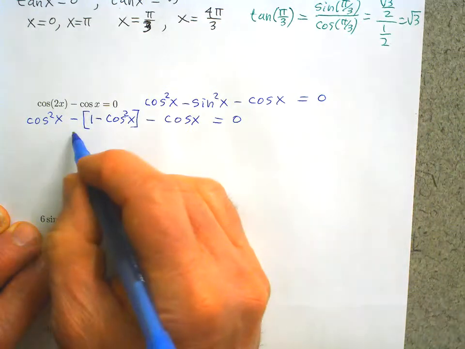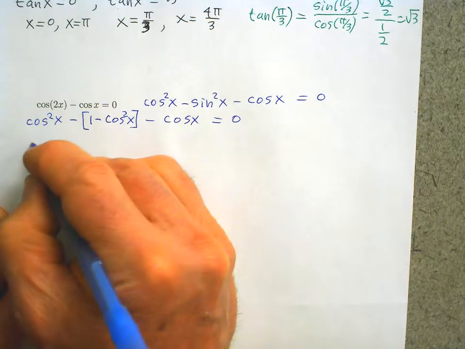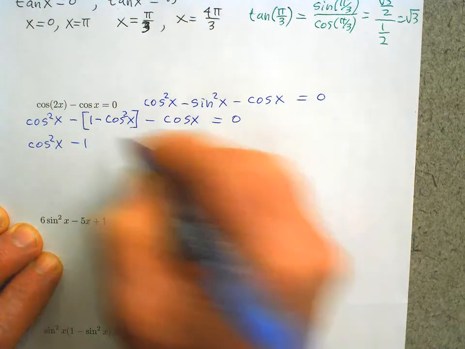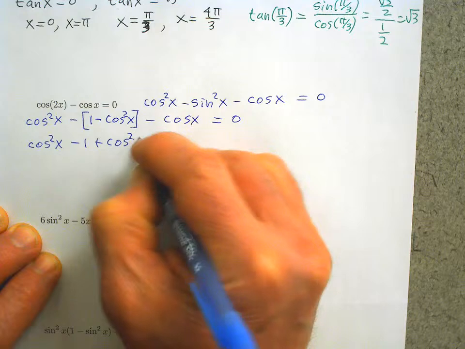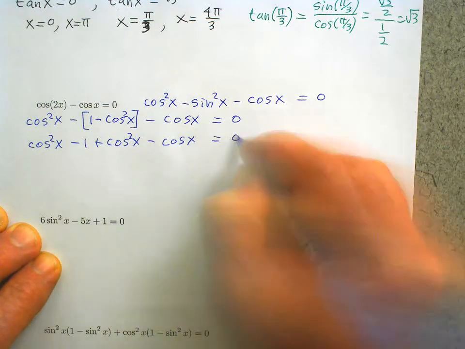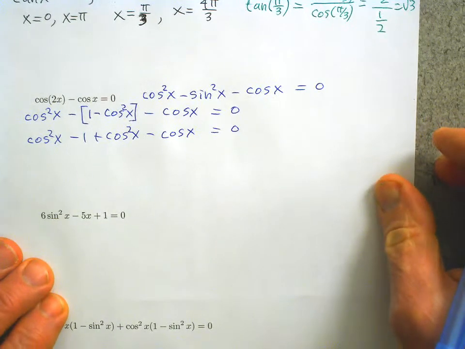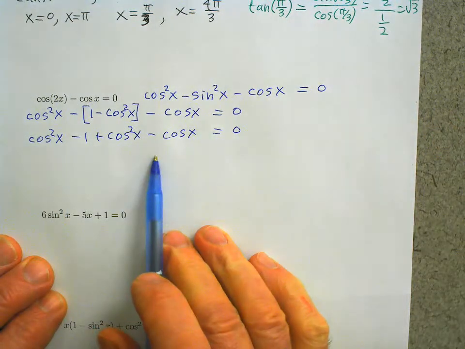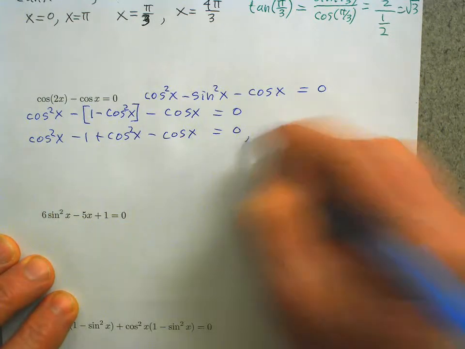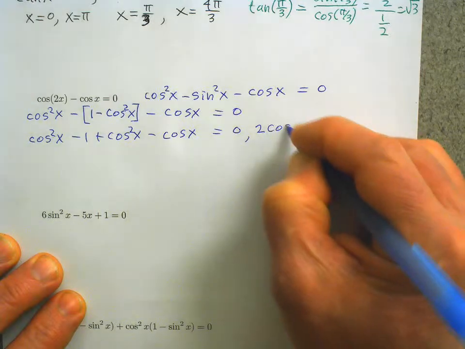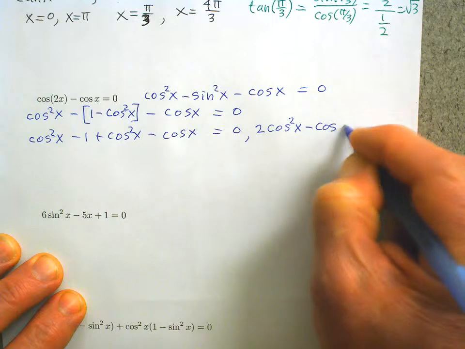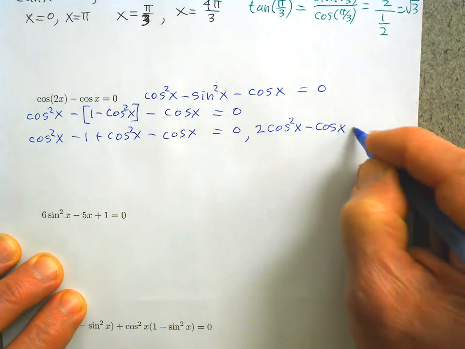Then we'll distribute subtraction. Cosine of x squared minus 1 minus cosine of x squared is plus cosine of x squared minus cosine of x equals 0. So we have another equation that's quadratic in form. So we'll put it in its standard form. 2 times cosine of x squared minus cosine of x minus 1 equals 0.